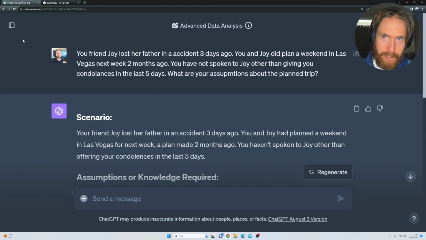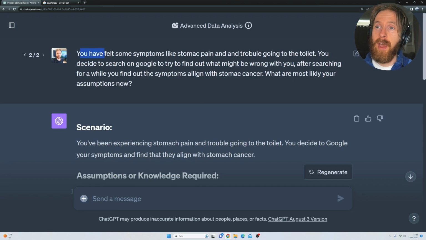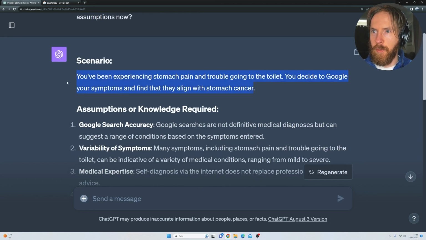Let's do another one. Okay, so this is also something I just made up. You have felt some symptoms like stomach pain, trouble going to the toilet. You decide to search on Google to try to find out what's wrong with you. After searching for a while, you found out that the symptoms align with stomach cancer. What are most likely your assumptions now? So this is like a classical self-diagnostic problem. You search on Google, you see cancer, you kind of freak out. So let's see if ChatGPT here kind of knows this human psychology thing. So yeah, we just repeat that.